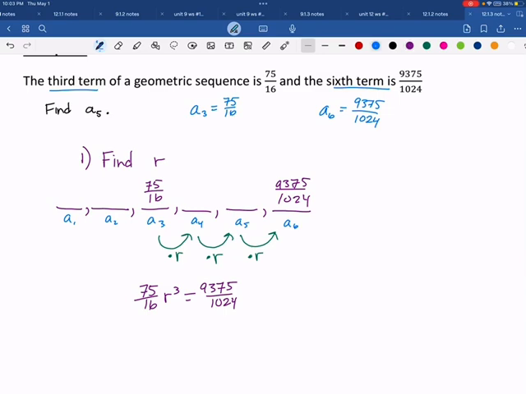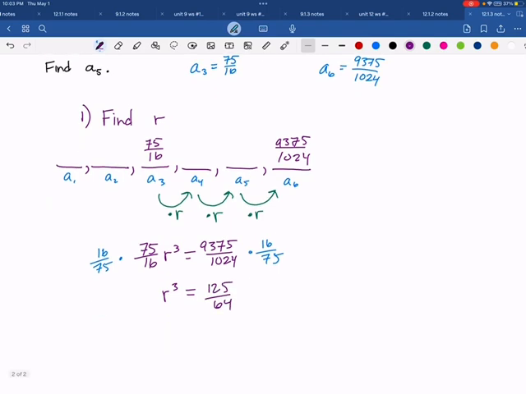So I will multiply by the reciprocal here, cancel out that fraction in front of my r cubed. And there's some simplifying that we can do here. Feel free to use a calculator. This will simplify to 125 over 64 on the right side there. And then I can take my cube root to solve for r. So I get that r is 5 over 4.